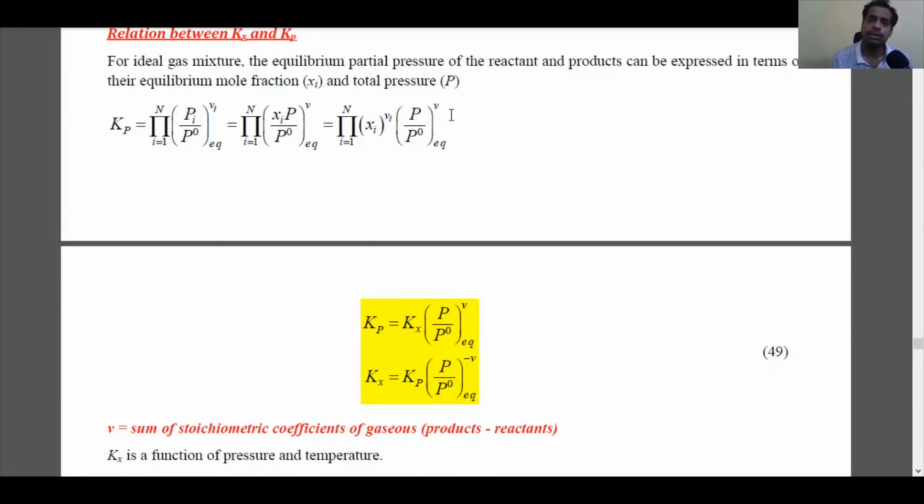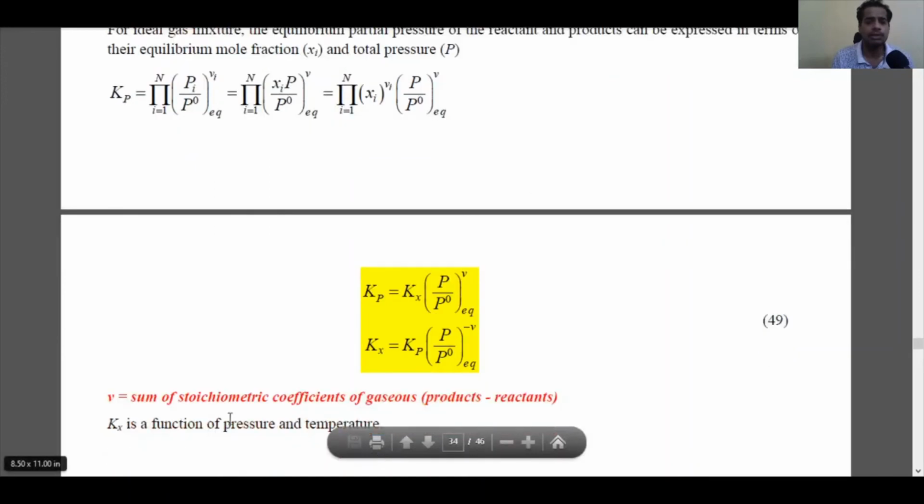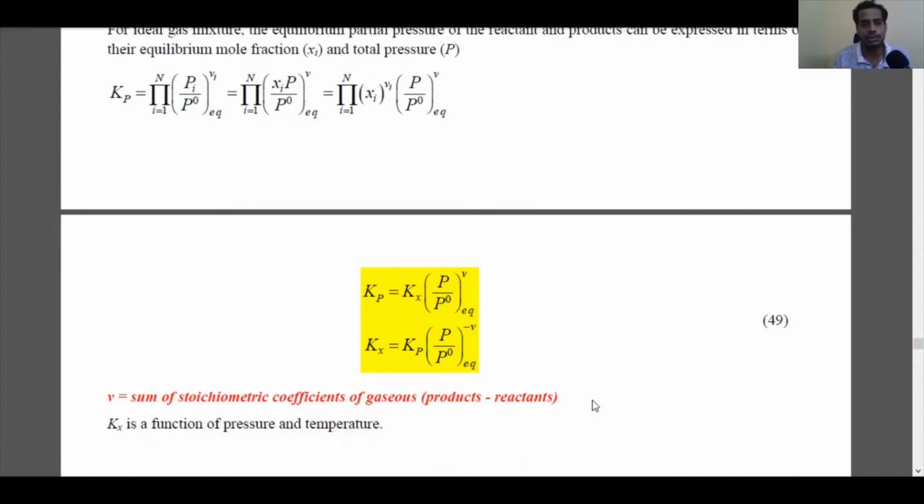Then into P by P0, where P is the total pressure, to the power V at equilibrium state. What is V? V is the sum of stoichiometric coefficients of gaseous products minus reactants. It means I have to take the total number of moles of gaseous products minus the total number of moles of gaseous reactants. So the Xi to the power Vi inside a pi product operator can be written as Kx.